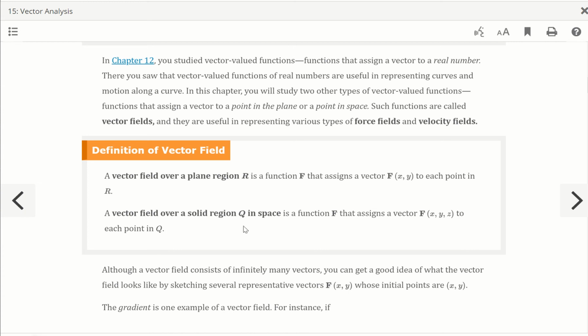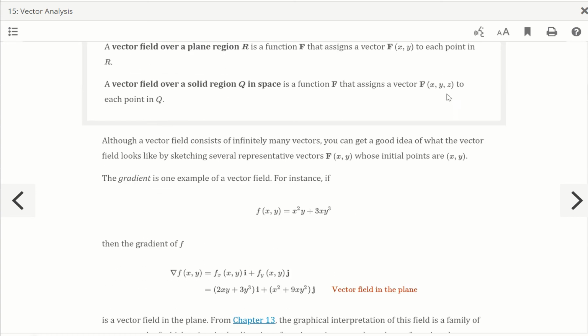Similarly, we could have a vector field over a solid region Q in space. So now our points are in 3-space, x, y, z. We plug in a point in 3-dimensional space, and that point in the solid region Q will have a vector assigned to it. We know that there's infinitely many points, so it's not going to be possible to draw every single vector within a vector field. But we can often get a good idea of what the field looks like by sketching several representative vectors whose initial points are at x, y.